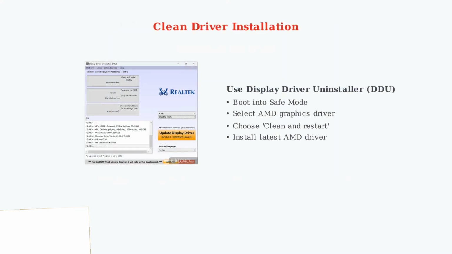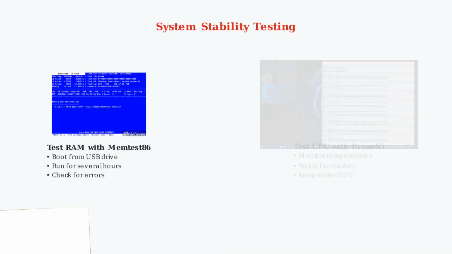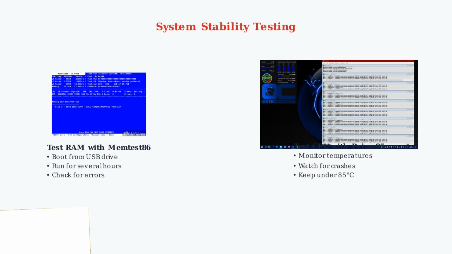The first and most important step in fixing AMD driver timeouts is performing a clean driver installation. This removes corrupted files and conflicts that cause timeouts. Next, test your system stability. Driver timeouts often indicate hardware issues with RAM, CPU, or overheating. Use specialized tools to identify these problems.